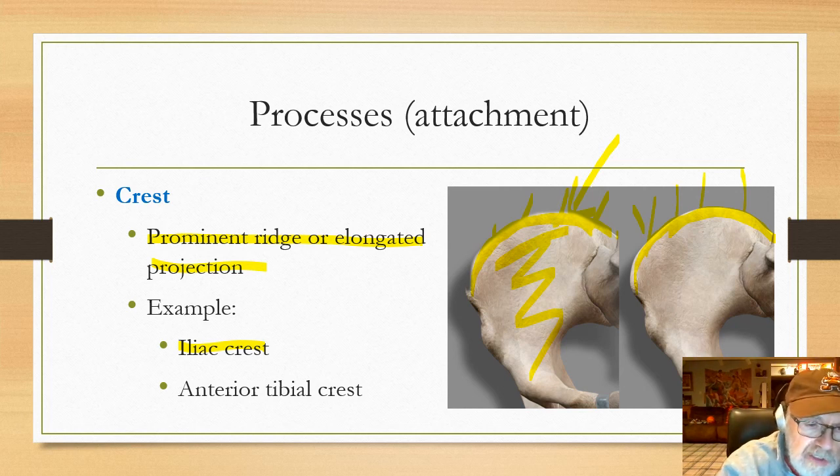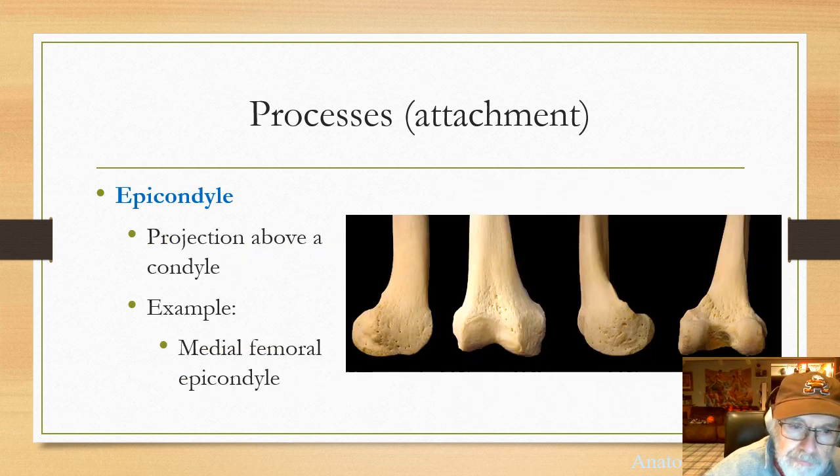Another crest that you can easily see, if you want to feel it right now, is the anterior tibial crest. If you feel the front of your shin, you'll feel a very sharp edge of bone right down the front of the shin, and that's the tibia. That's the front edge, the anterior edge of the tibia, and it's called the anterior tibial crest. So it's quite prominent as well. A crest is a prominent ridge or elongated projection on a bone.